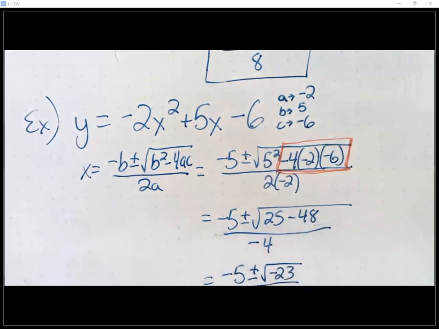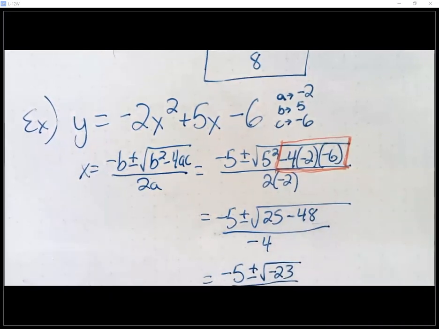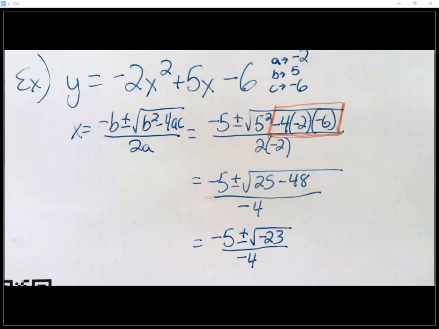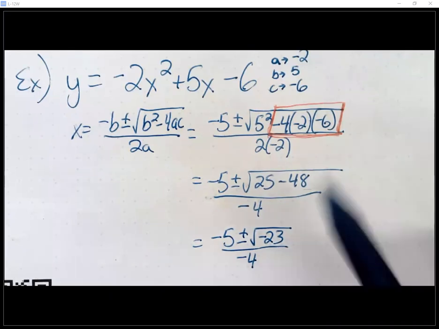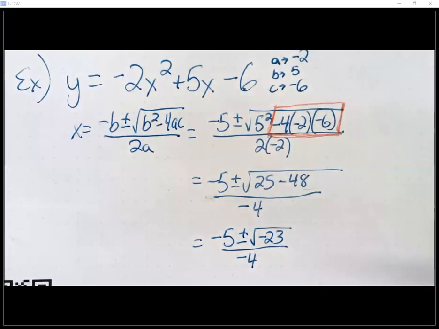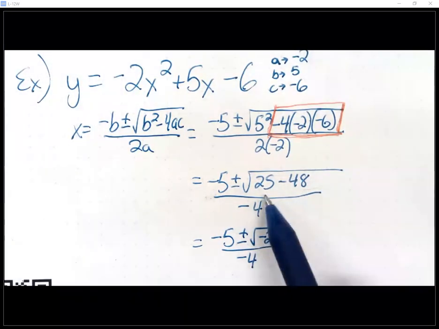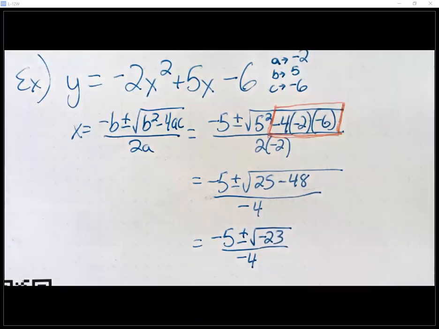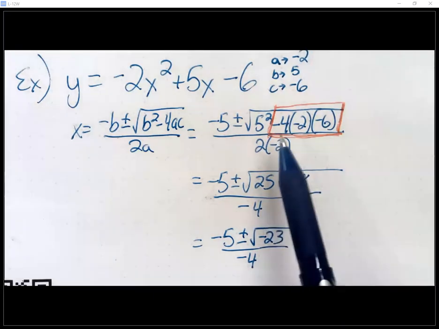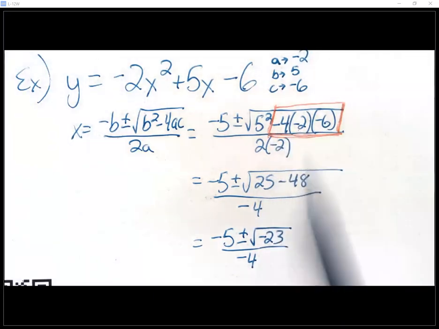How are we doing so far? Want to check? I'm not done, but this is where I'm at. Where I want you to be super careful, you should have at some point under that radical a 25 minus 48. It's not a plus. You've got to be careful. You have a negative times a negative times a negative. So that's going to end up being a -48 in there.